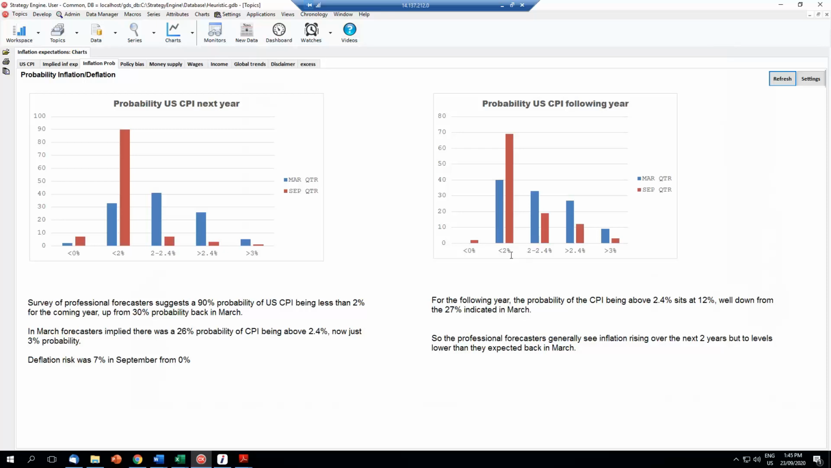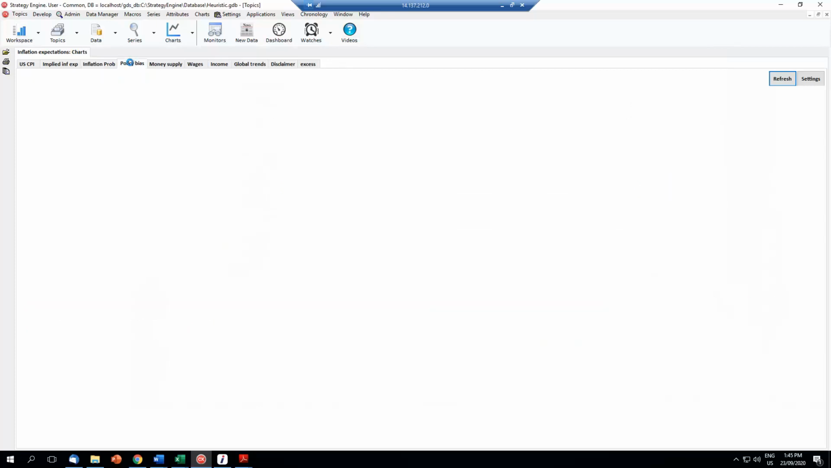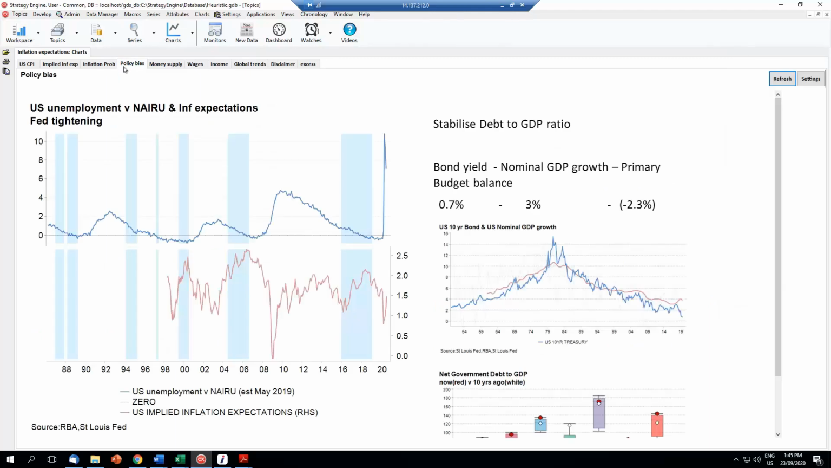But nevertheless, low inflation is still the mainstream forecast at this point. So where does this whole debate around inflation sit? Where is the concern over the risk of inflation arising from? And I think we have to look at the policy bias now that seems to be in place, and I guess the combination of both very extreme monetary and fiscal policy settings.